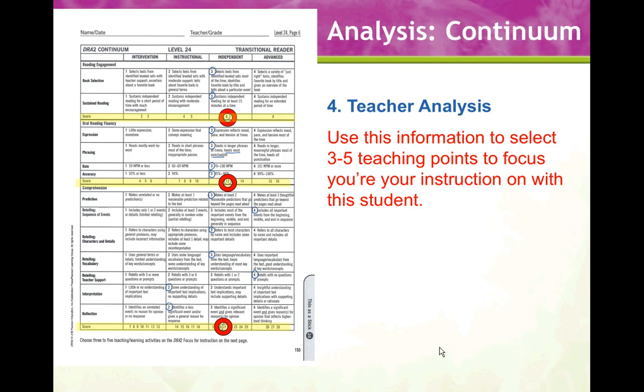What you really want to find out is what the child is comfortable in doing, what they know how to do, and where you see a need for focus for instruction. So once you've circled these choices, you're going to choose 3 to 5 teaching points to focus your instruction with the student. Two of the ones for sure that you would work on are interpretation and reflection, because the child scored a 2 on these.